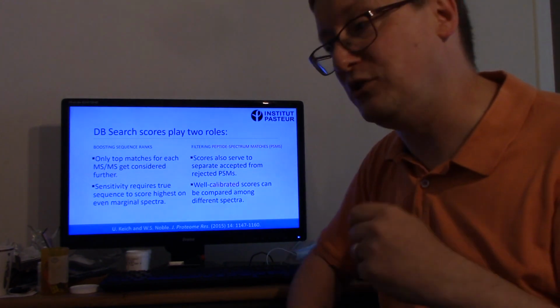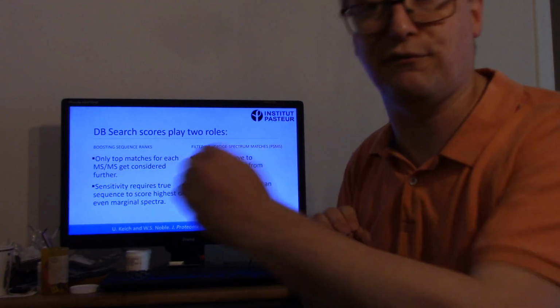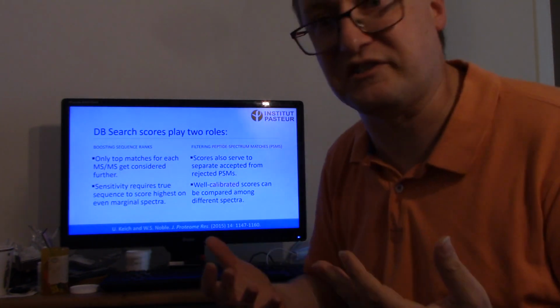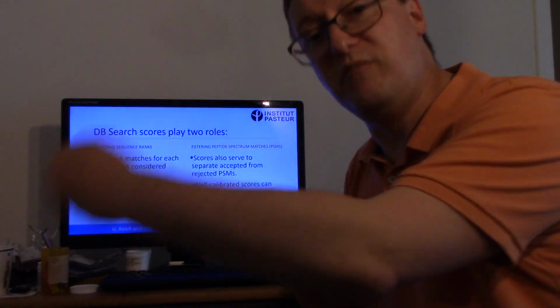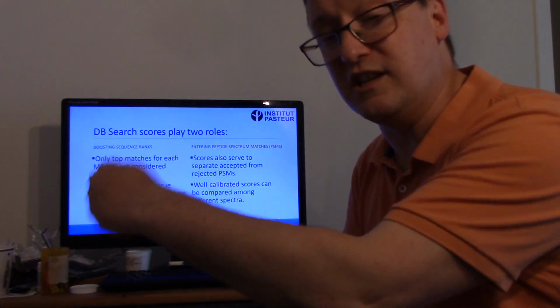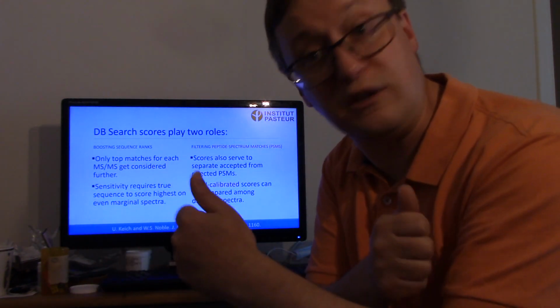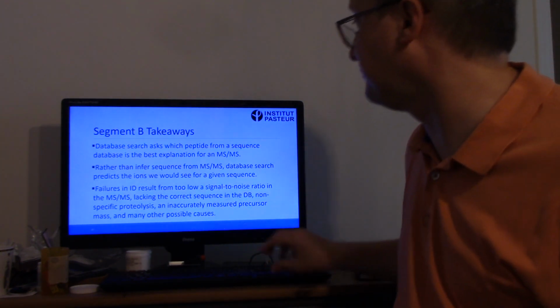We need to be able to create scoring systems that allow us to compare among different spectra that share some characteristics, for example, they're all +2s, to be able to say that the score from this PSM, representing this spectrum, is comparable to the score for this PSM, representing an altogether different spectrum. That's the property of well-calibrated.